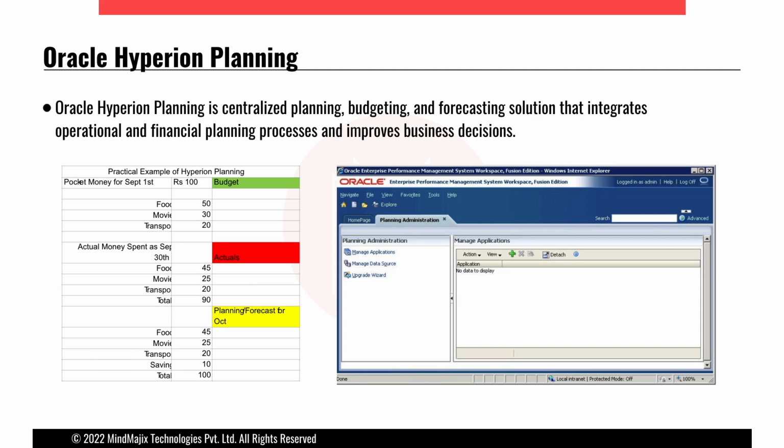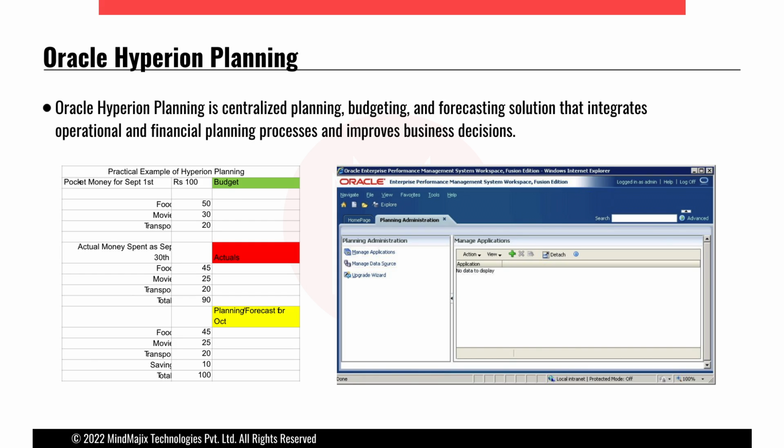This term which I've highlighted, you will hear most of the time throughout the training. And in the corporate world also, they use these words: budget, actuals, planning, forecast, and all. So you should be familiar with it. So let's get on to the actual money spent as on September 30th. Say you have decided to spend 50 rupees, but actually the money spent on food was 45 rupees. So you thought 50, but the actual amount was 45.